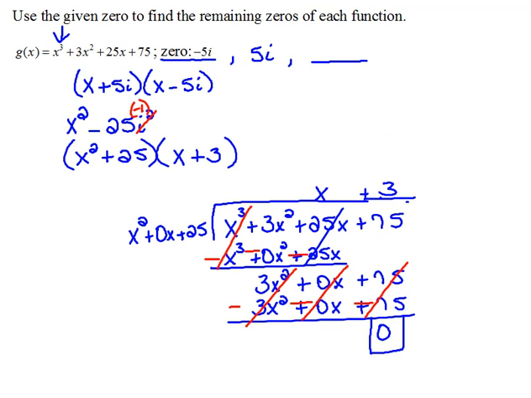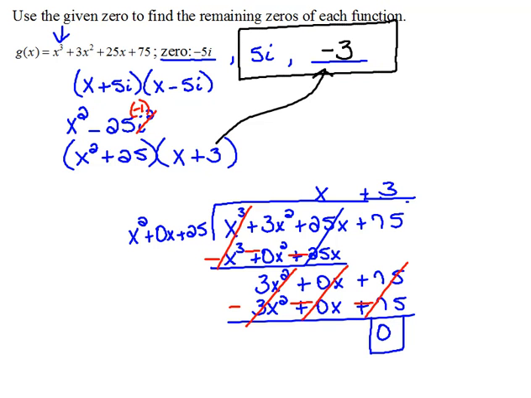That is beautiful because now from that factor I can find my last remaining zero, which would be negative 3. So the remaining zeros here are 5i and negative 3.